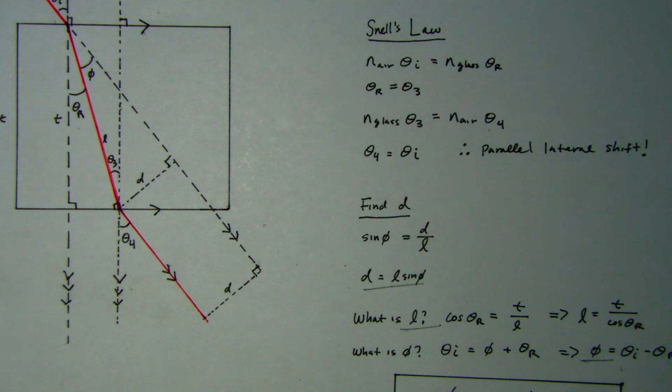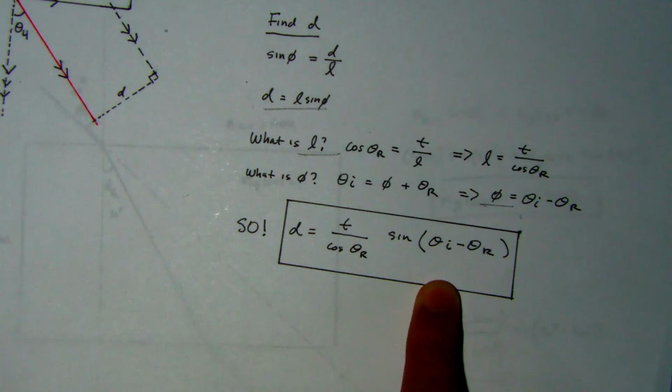Unfortunately, as I was recording this, I didn't see that it was cut off, so I'll just put a picture right here to show the final equation. D equals t over cosine theta r times sine of the angle of incidence minus angle of refraction. Now let's check if this equation is accurate by doing a quick experiment.